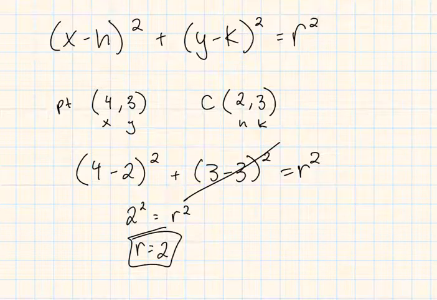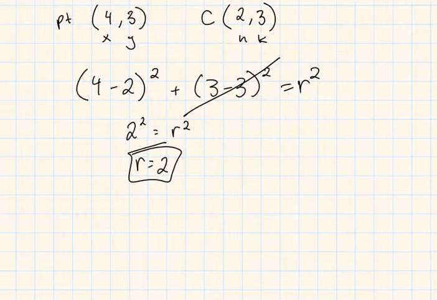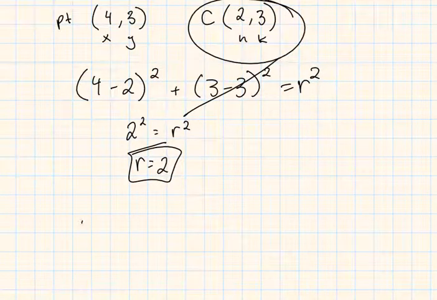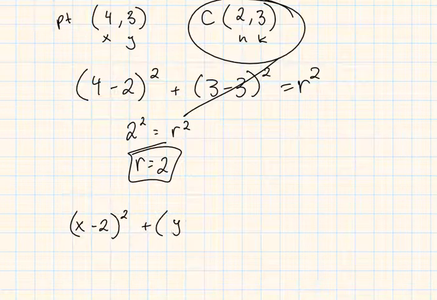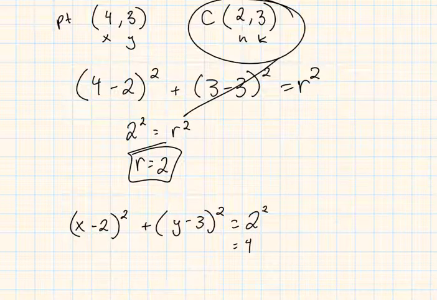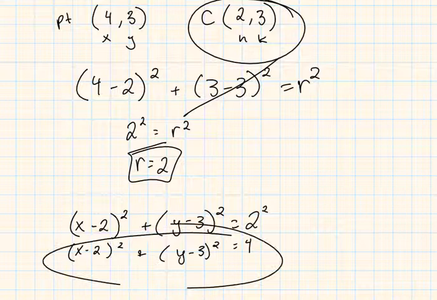So when I go to plug that into my standard form here, I need to use my center as well. (x - 2)^2 + (y - 3)^2 = 2^2. I am, however, going to write it as 4 also. If it was in standard form, I want you to go ahead and square it if that's your final answer. So (x - 2)^2 + (y - 3)^2 = 4. That would be your final answer for standard form.